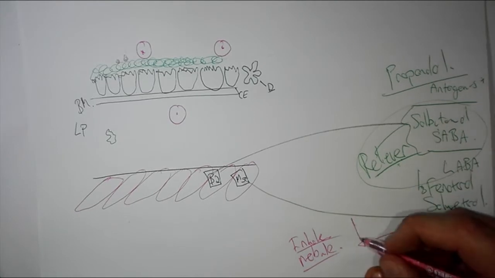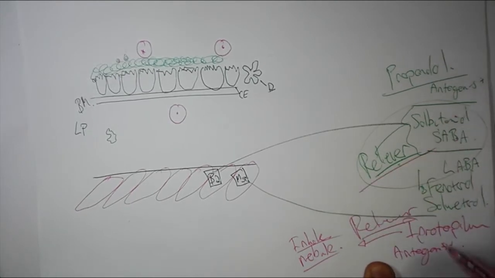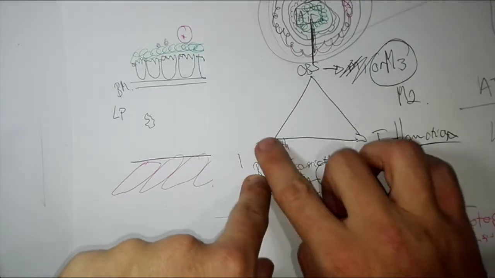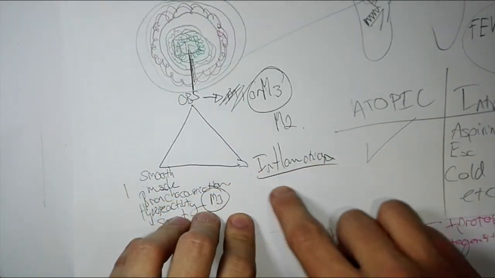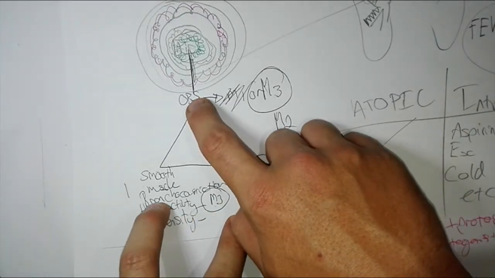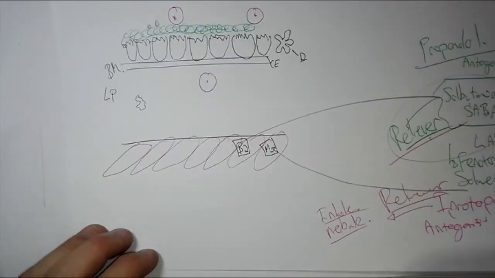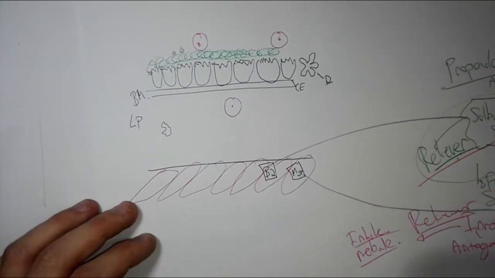It's also a reliever, but it's not a controller. Neither of these two are controllers, they're relievers. What do we mean by control? What do we mean by relief? In relief, we want to quickly relax the muscle. In control, we want to control the inflammation, because the inflammation will ultimately increase these two as well. But we'll get to that. So many things to cover in here, but we'll manage. If you don't manage, pause the video, recap, go on.